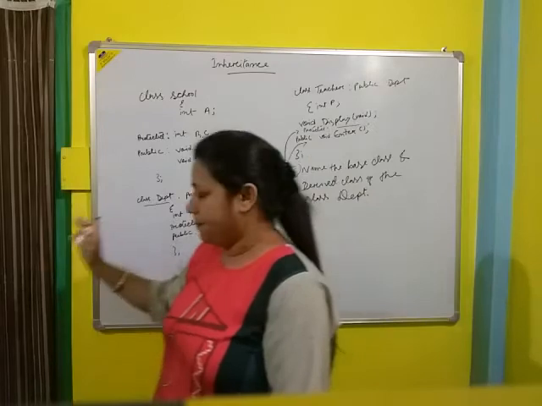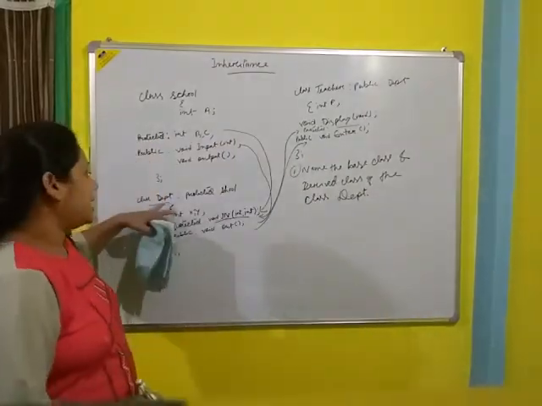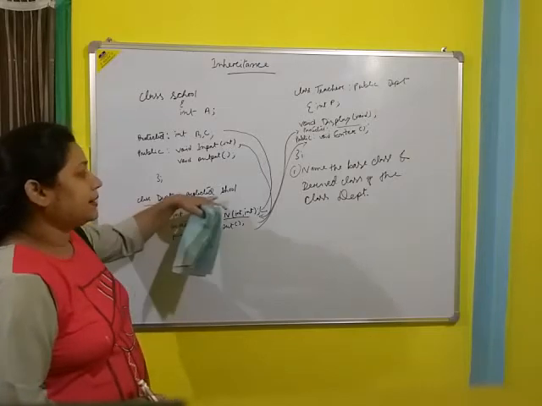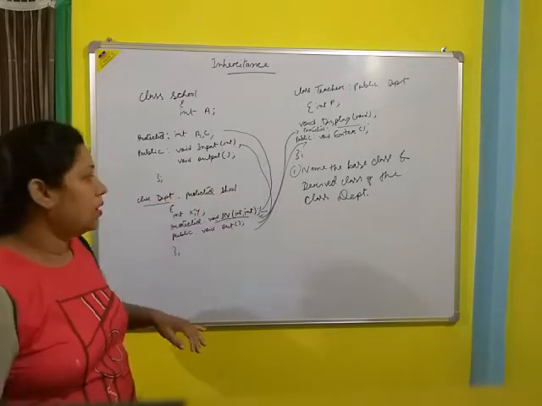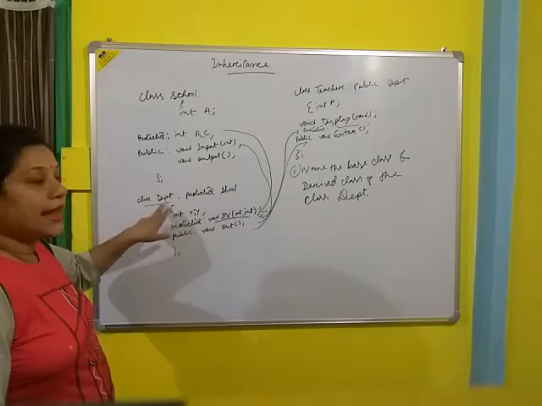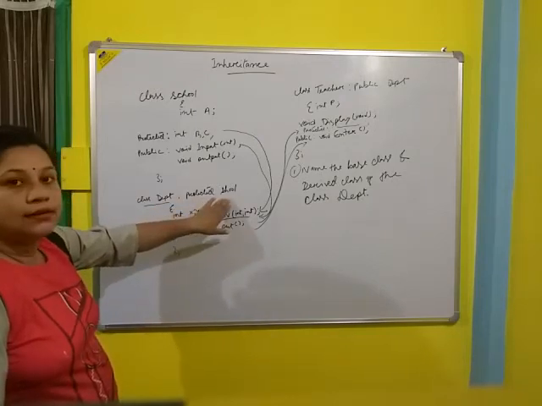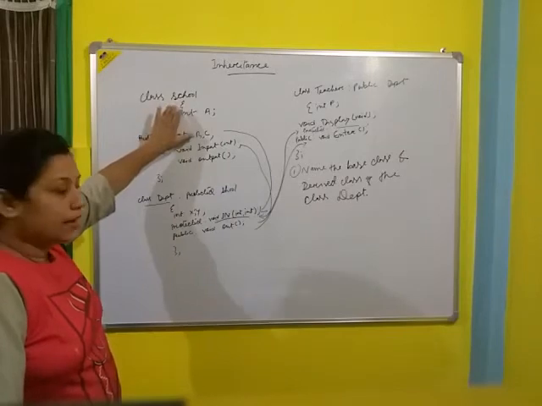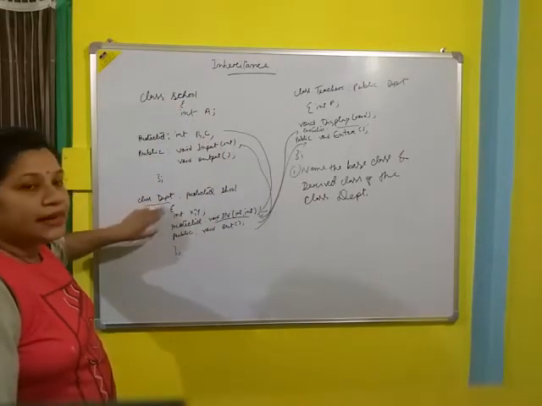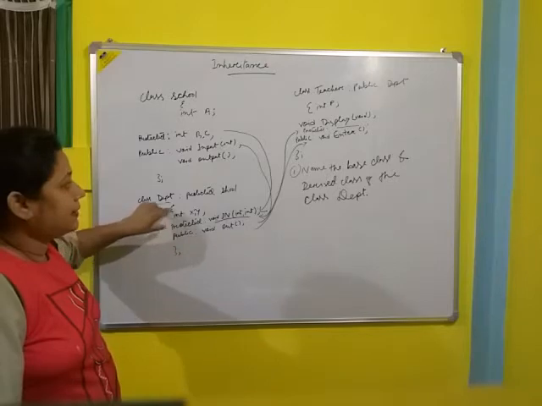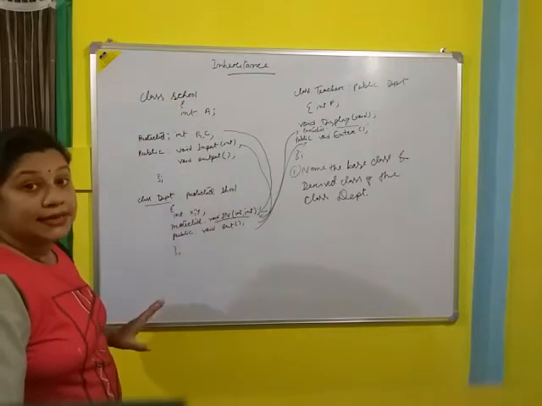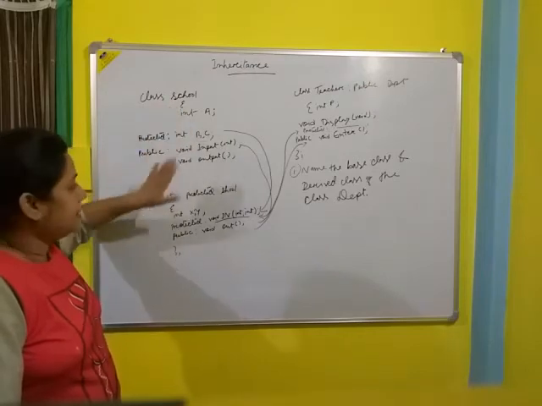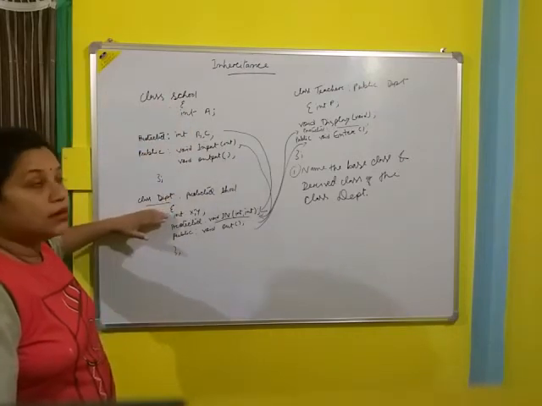Now look at here: class department, protected school. Okay, so this class inherits the class school. That means we are creating a class department by taking the school as a base class. This is the existing class and this is the newly created class.